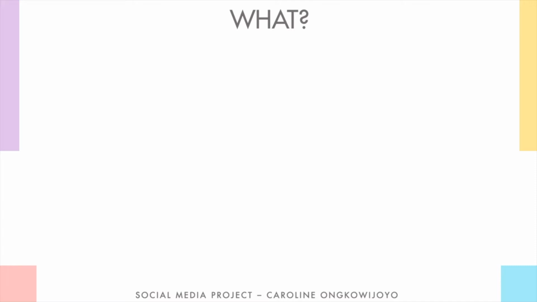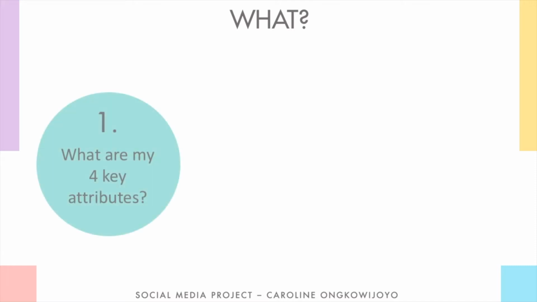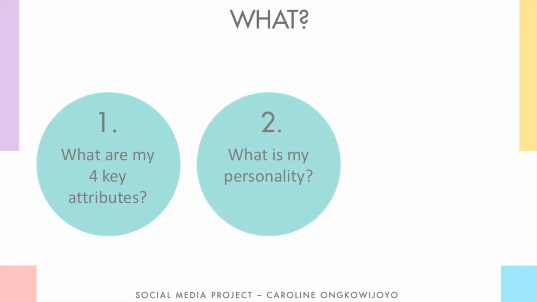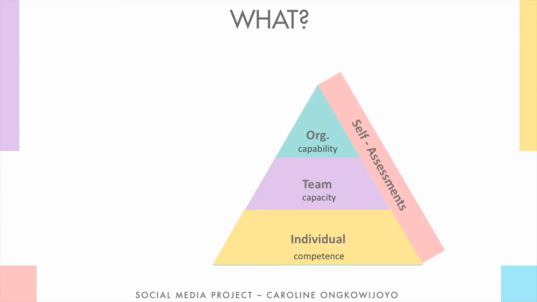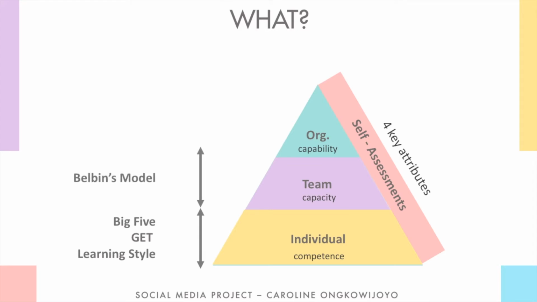First, for what, I will ask 3 questions. First question is, what are my 4 key attributes? Second question is, what is my personality? And third question is, what have I learned and applied? In order to answer all these 3 questions, I will use the following diagram. It involves finding out my self-assessments, individual competence, team capacity, as well as organization capability.